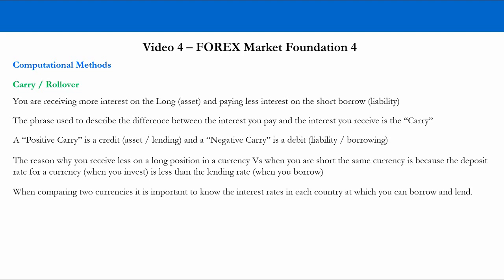So the phrase that we use to describe the difference between what you're receiving and what you're paying out is the carry. And a positive carry is making money, so making a profit between the two. So the net effect is that you get a credit to your trading account. And a debit is termed a negative carry, so if you're basically paying out more on the short currency than you're receiving on the long currency.